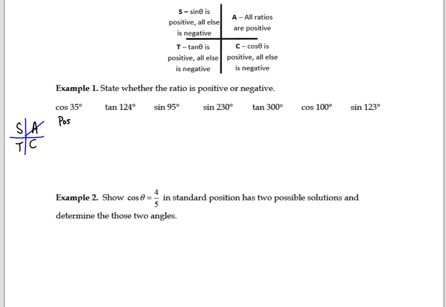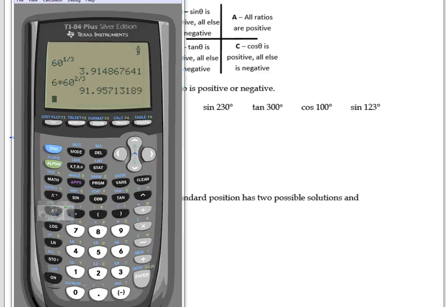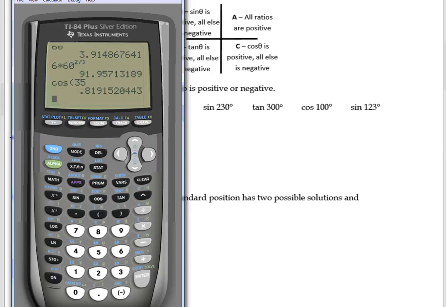Let's check. Type in cos 35 into your calculator. So type in cos of 35 degrees. Is that a positive number? Sure is. Okay, that's right.